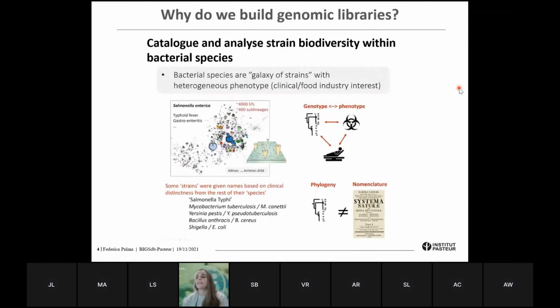And over time, strains from these species have been given names to differentiate them from other strains of the same species. And often these names have been based on the Latin binomial nomenclature system, that is a linear nomenclature, that anyway does not always capture the diversity of the species, as represented in phylogenomic reconstruction.